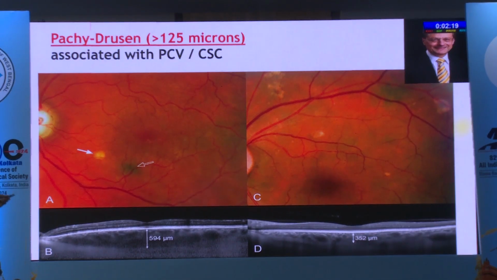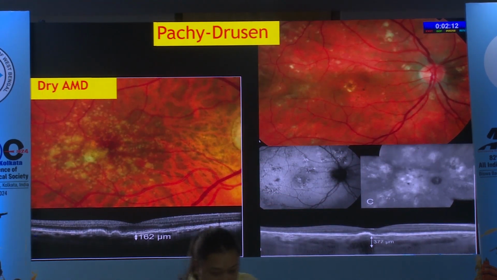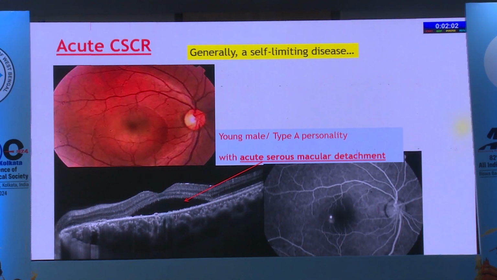And this pachydrusen is different from the regular drusen. They are larger, more than 125 microns in size, and scattered all across the posterior pole, unlike the dry AMD where you have the soft drusen which is accumulated at the foveal center. So these are features of pachyepitheliopathy and it needs only observation. Moving to the next entity, that is CSC, which is generally a self-limiting disease.